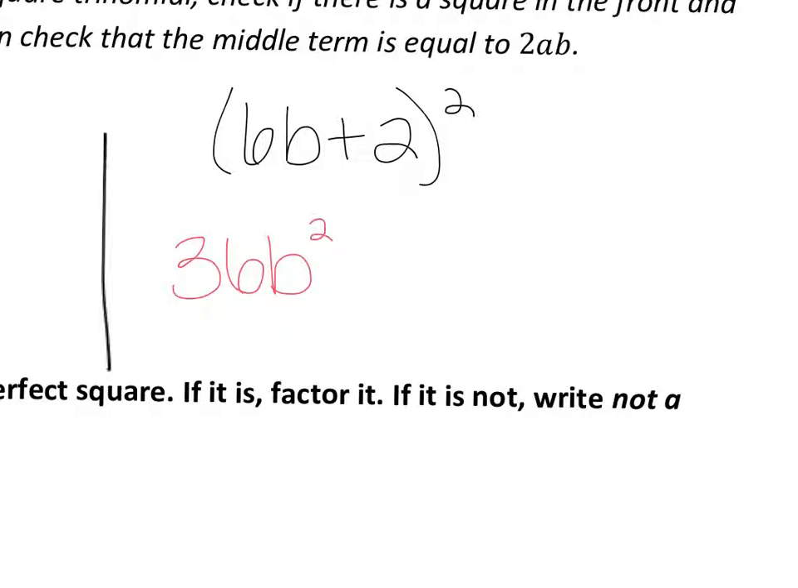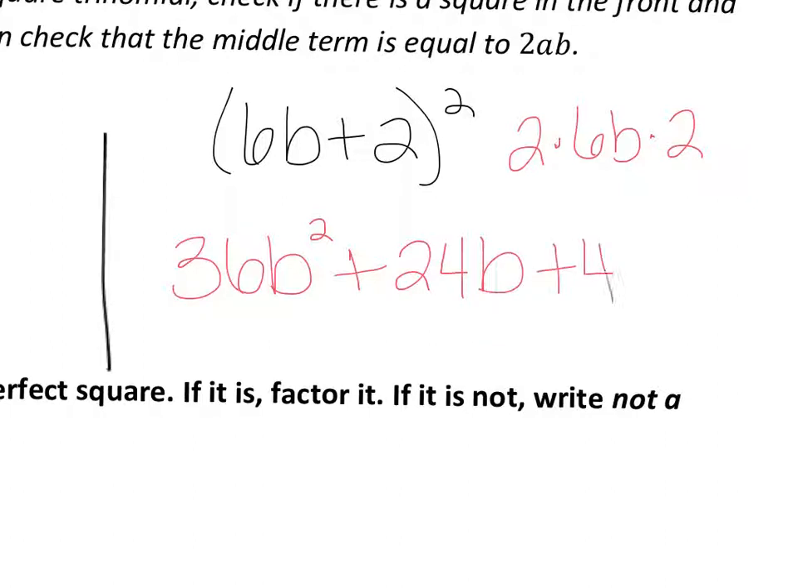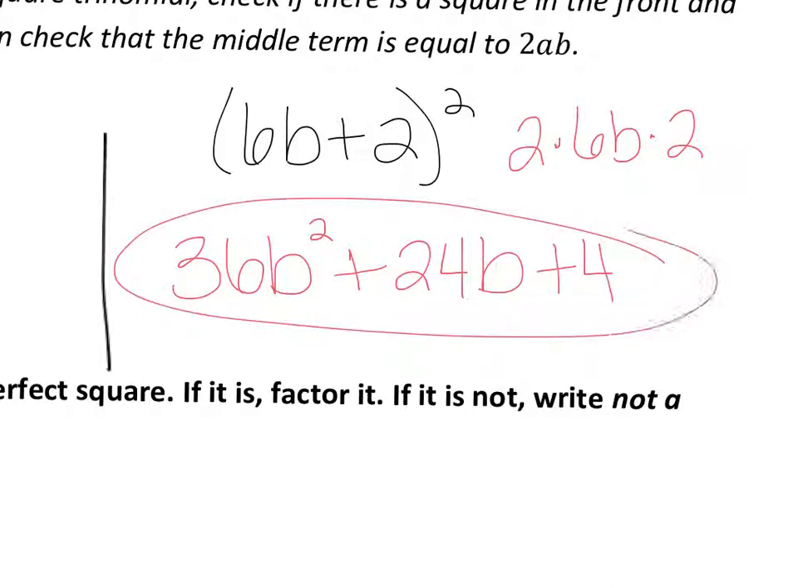36b squared. Okay, my middle term, I'm going to take plus 2 times a times b, or 2 times 6b times 2, which gives me 24b. And my last term, I'm going to square my last term in my binomial. So I get plus 4. So once again, instead of foiling or using the box method, you can easily multiply squares of binomials just using that factoring pattern. That's what those first examples on your homework are going to be today.